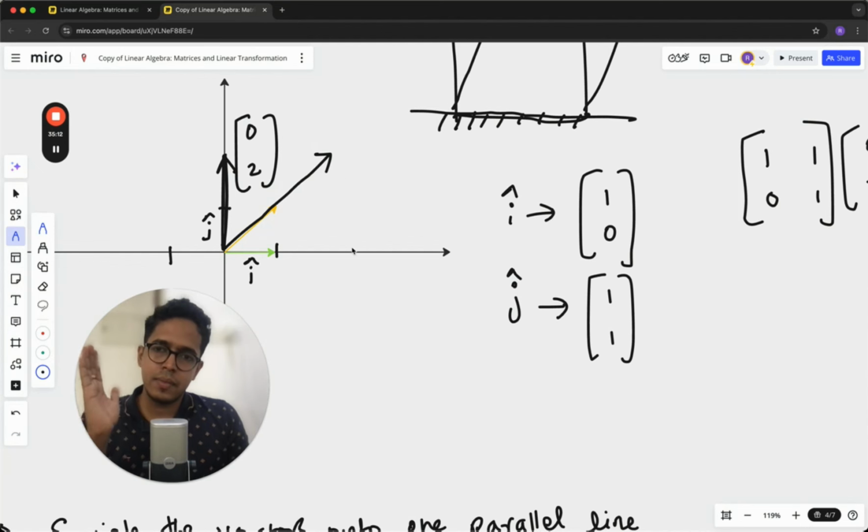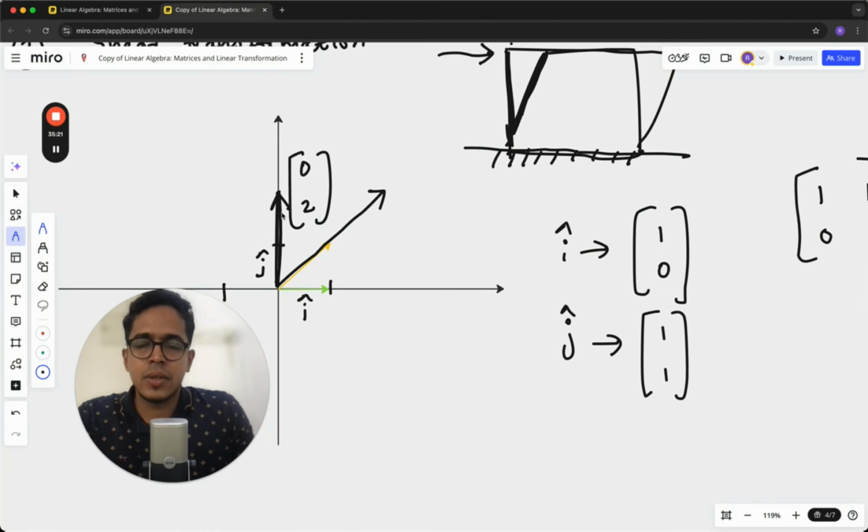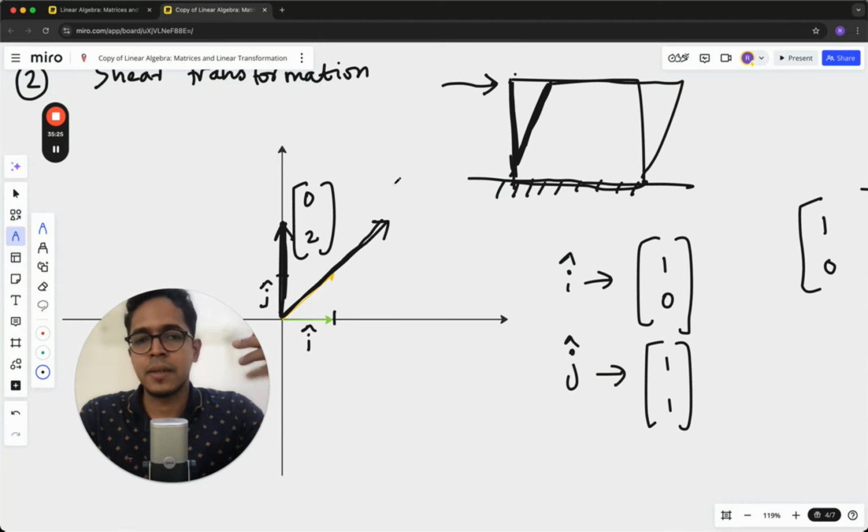In shear also that's what happens, right? So this part will become something like this. Here this vector became something like this. So this is the shear operation.